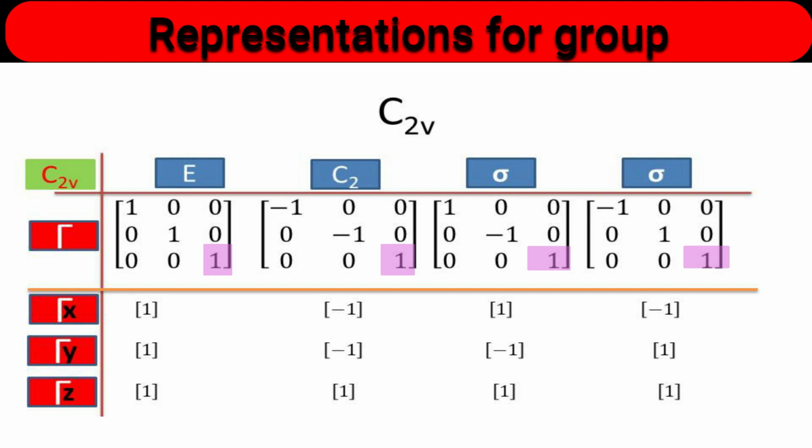What is gamma? A reducible representation. And what are gamma x, gamma y and gamma z? Irreducible representations. Are you understanding the concept of reducible and irreducible? Let us understand it by means of a further example.